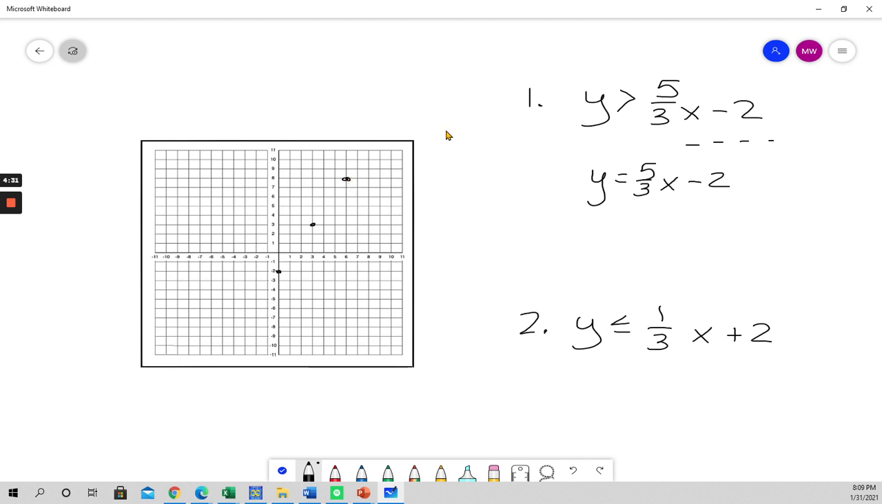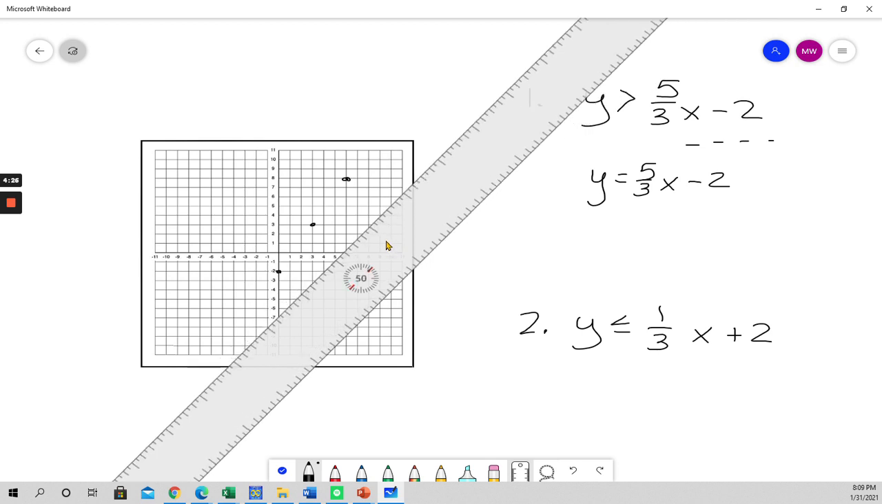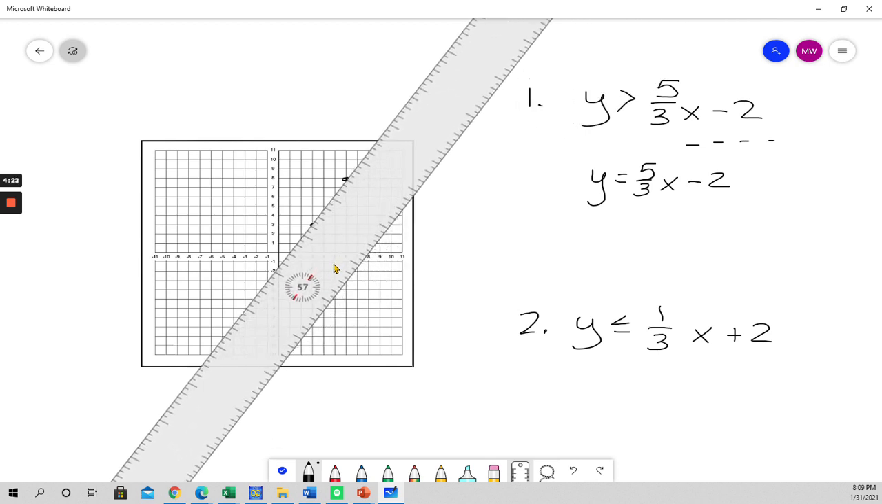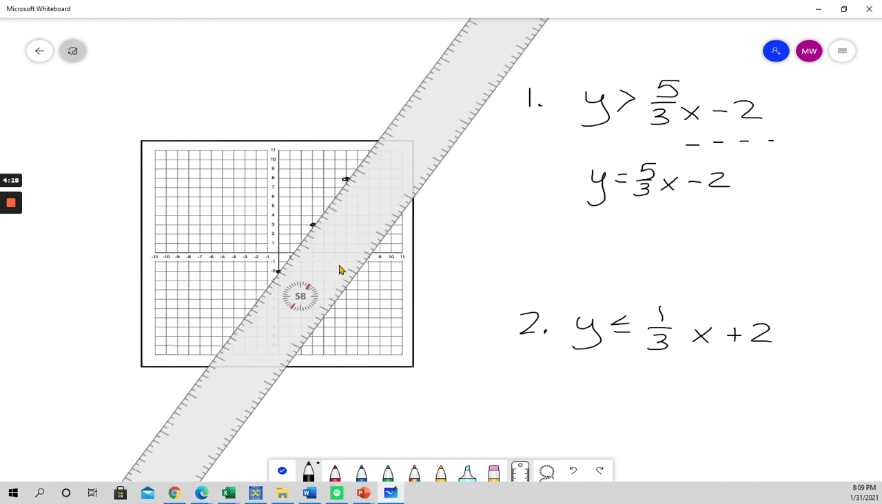I'm going to break out my ruler. I'm going to line up my points. This is going to be a dashed line because it just says greater than.